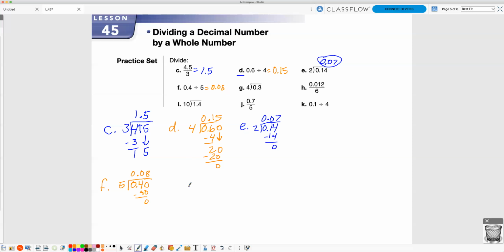3 tenths divided by 4. If I'm going to rewrite it on my paper, I would do that. Decimal comes straight up in the answer. This would be 0. This is also 0. 4 doesn't fit into 3, so I have to add another 0 here. Maybe extend this out a little bit.